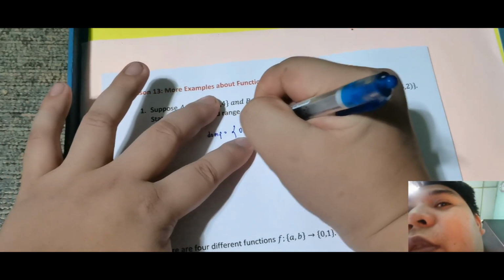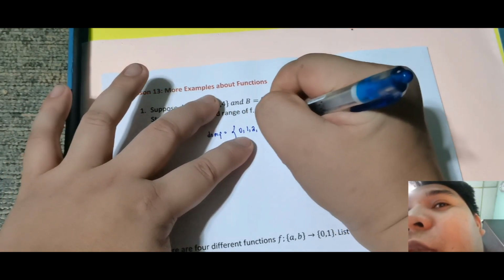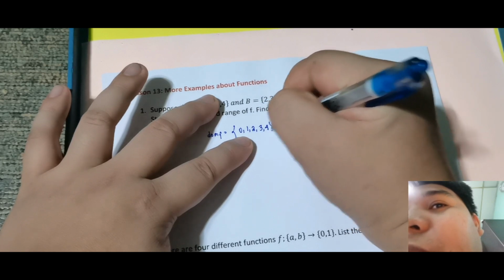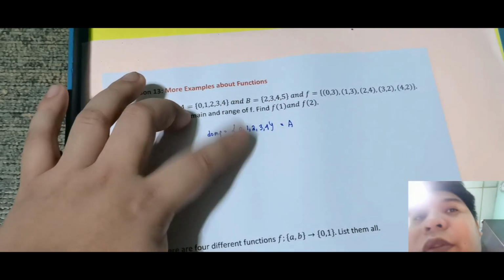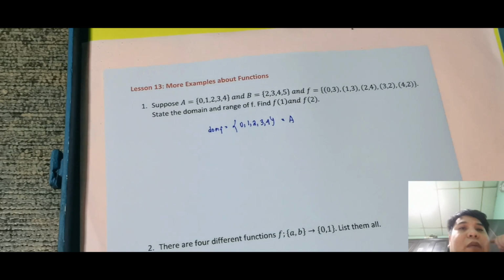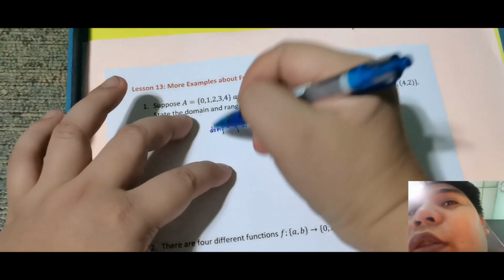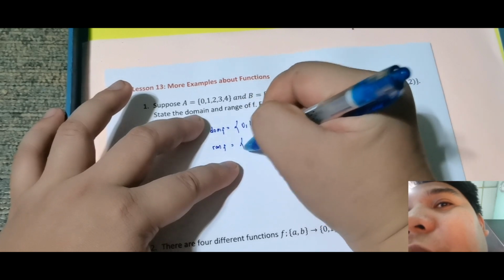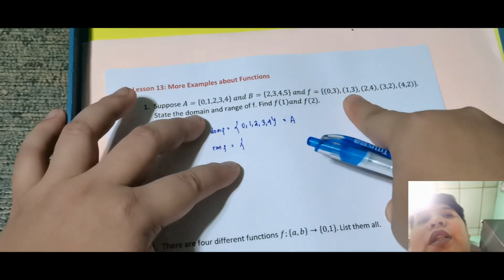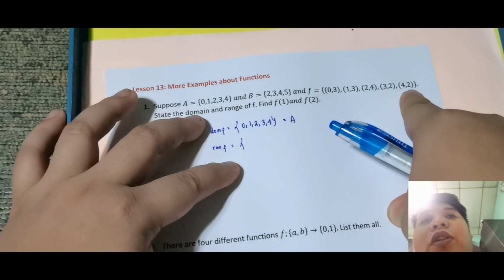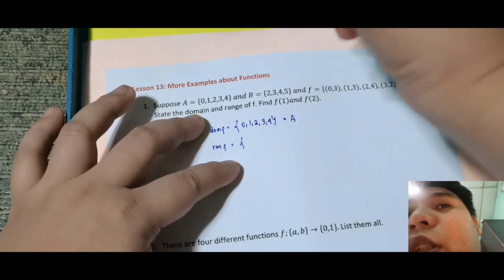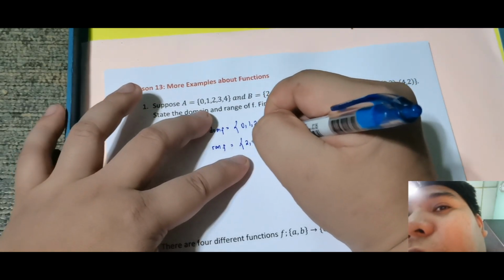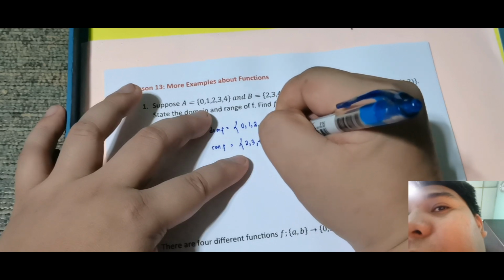That is 0, 1, 2, 3, 4, which is equal sa A. So, tama, para pa rin siyang function. Ngayon, state natin yung range. What is the range of F? Range of F is the set containing 3, 3, 4, 2, 2. So, meaning, kukunin ko lang 2, 3, 4. So, this is only 2, 3, 4.